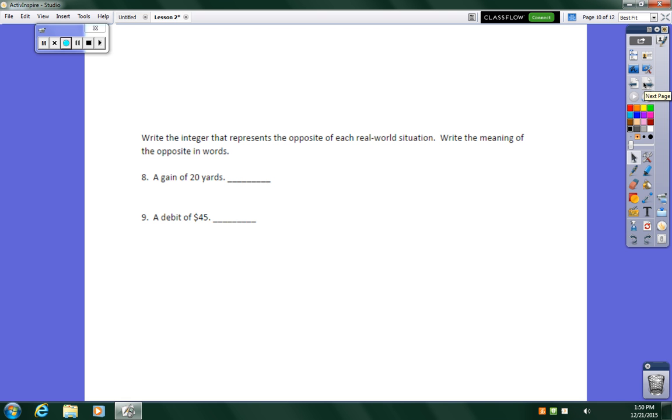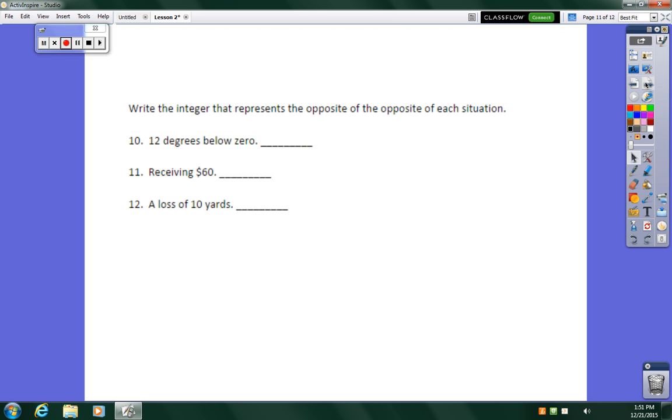Write the integer that represents the opposite of each real-world situation. Write the meaning of the opposite in words. A gain of 20 yards for number 8. Number 9, a debit of $45. Kids usually have a difficult time with the word debit. Debit means you're taking it out or withdrawing it from your account. Write the integer that represents the opposite of each situation. Number 10, 12 degrees below 0. Number 11, receiving $60. Number 12, a loss of 10 yards.